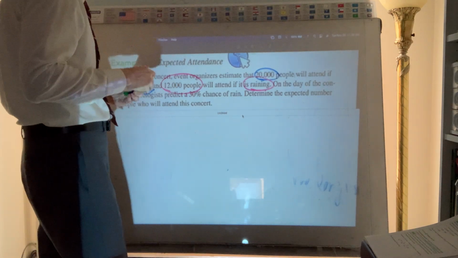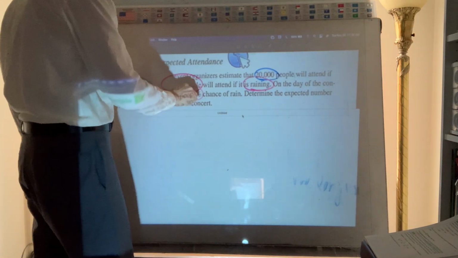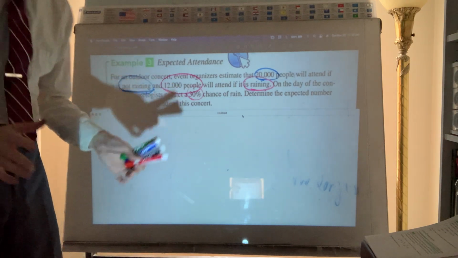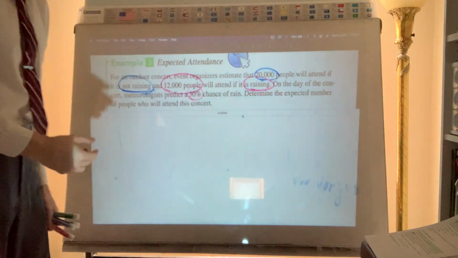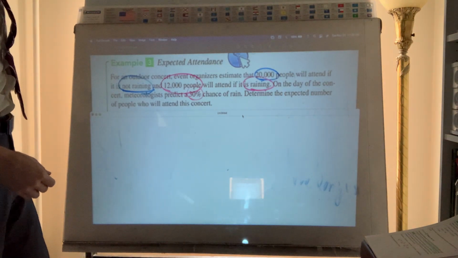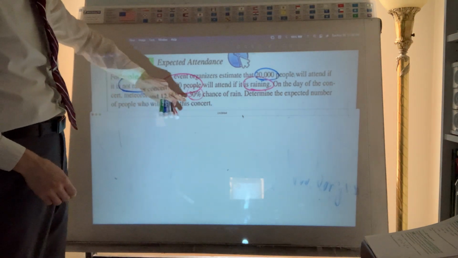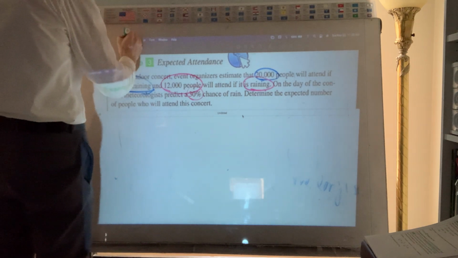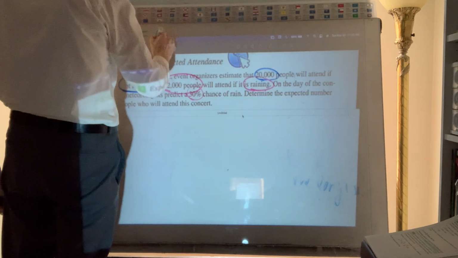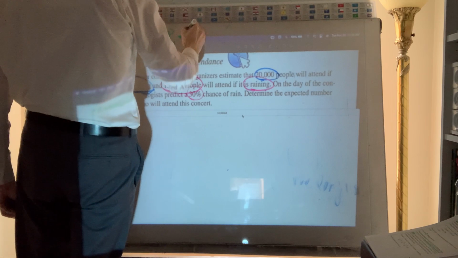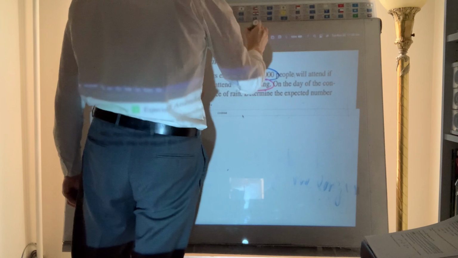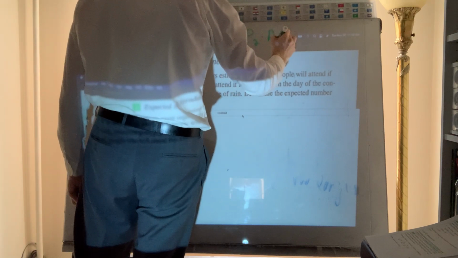So I'll put that in red, just the color coded. And they don't give you the balancing of information. One can infer that. Determine the expected number of people who will attend this concert. Right? Here again is the generalization. The expected value would be probability times an amount plus probability times an amount associated.